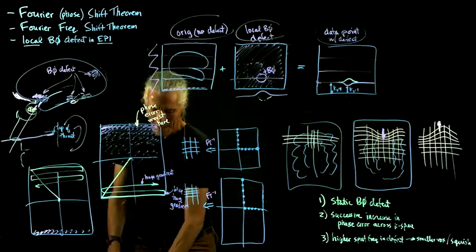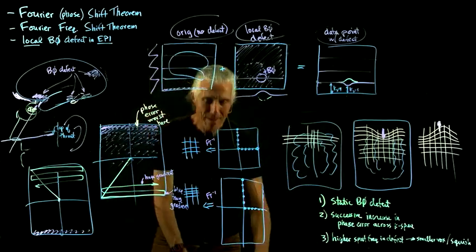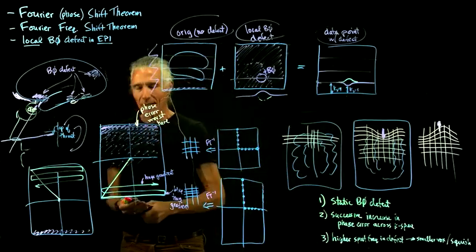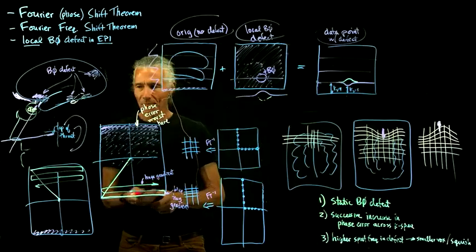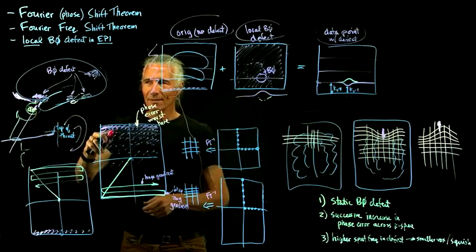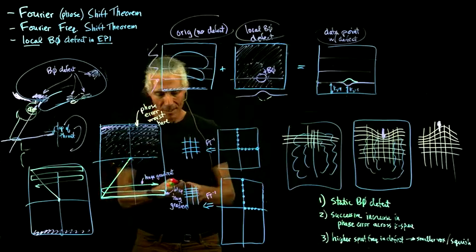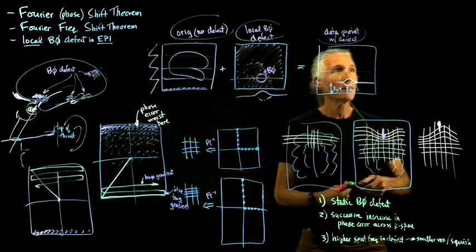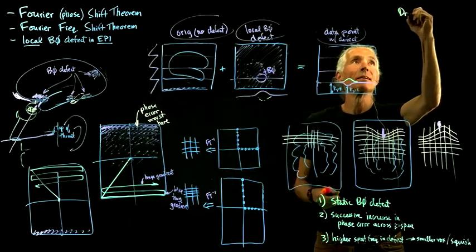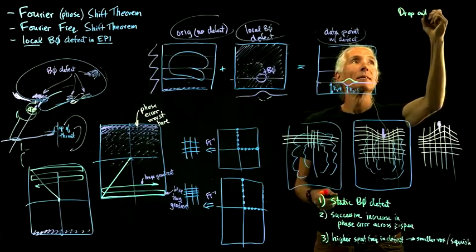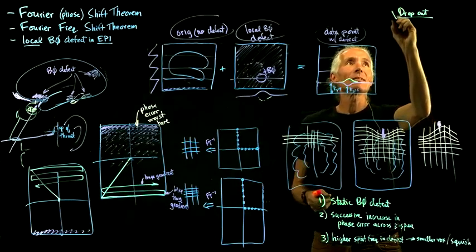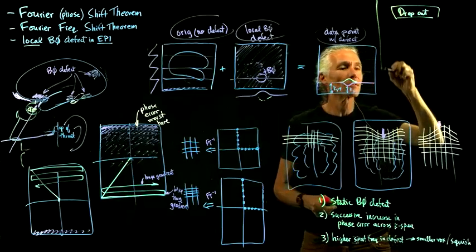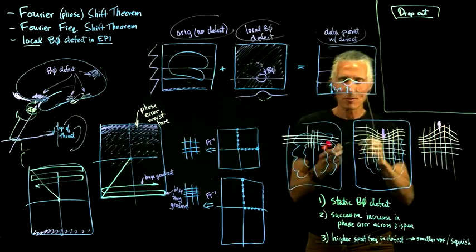And just for the last minute, there is another kind of defect that can occur that looks a little bit like this, but it should be distinguished, and that's what we would call a dropout. So that's not quite the same thing. So what happens with a dropout?